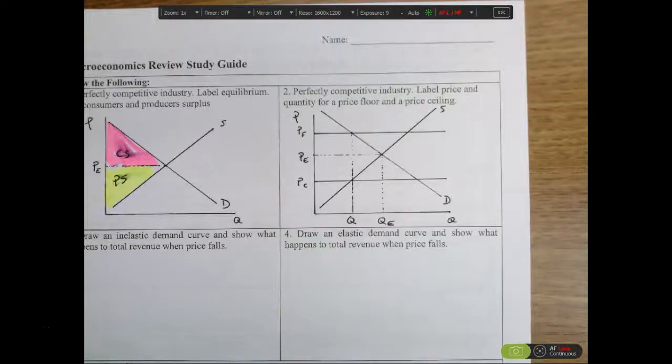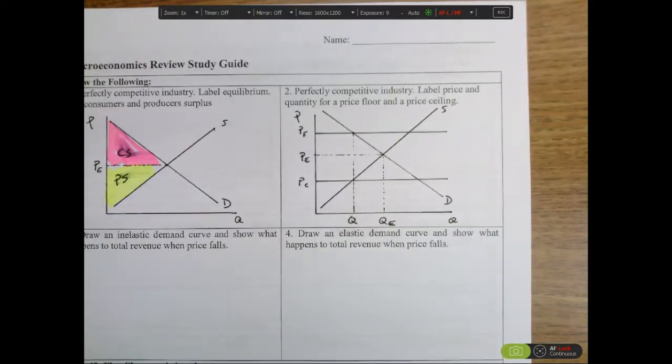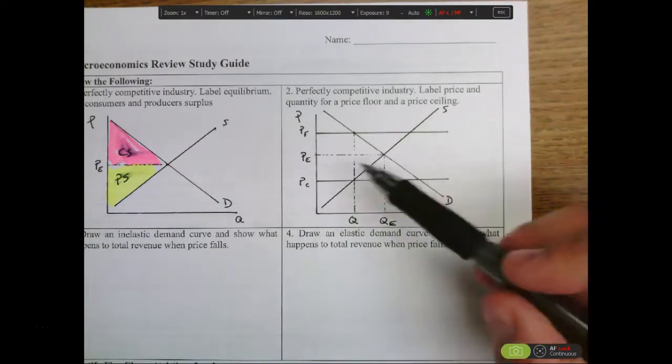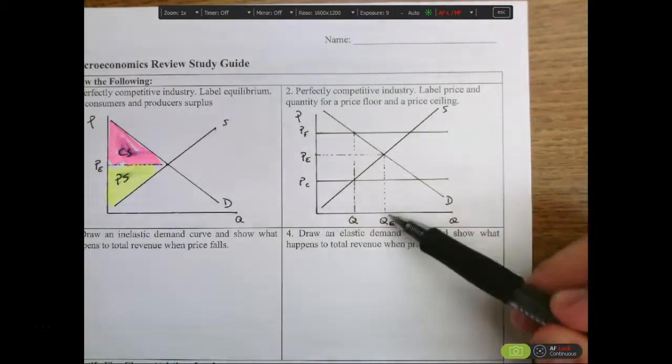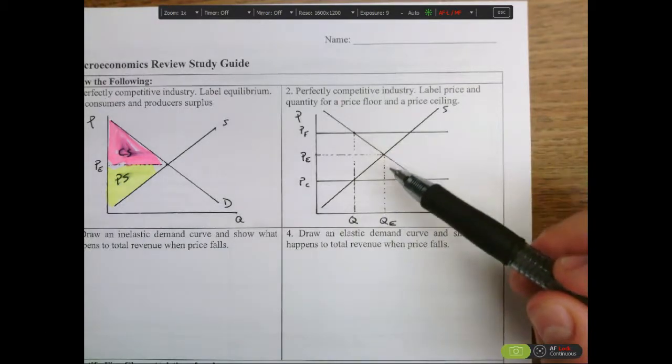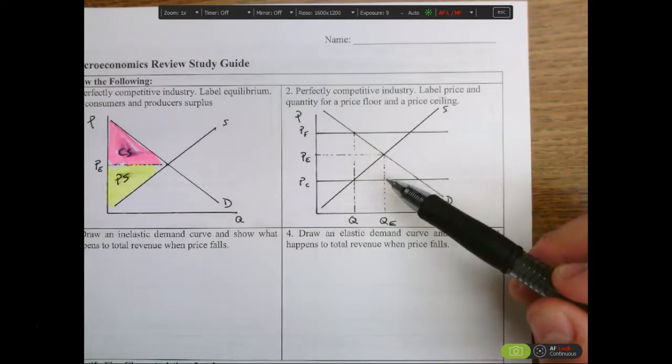This section is asking you to, using a perfectly competitive industry, label the price and quantity for price floors and price ceilings. And so we've drawn a standard supply and demand graph, and we found the equilibrium price and quantity is where the two intersect. But sometimes you'll find government policies that either produce a price floor or a price ceiling, and that creates a certain degree of inefficiency and deadweight loss.